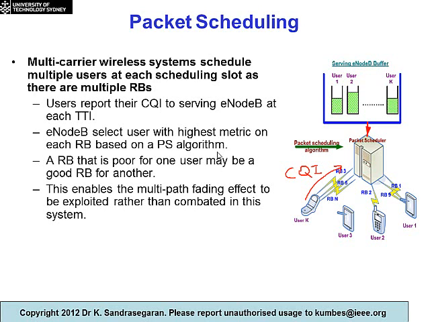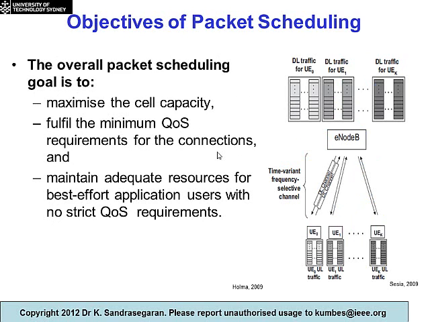Okay, so overall, if you look at a block diagram of this system, we have in the E node B a number of buffers. Each UE could be having multiple buffers associated with multiple bearers, and also on the uplink within the UE there are buffers with packets waiting to be transmitted on the uplink.